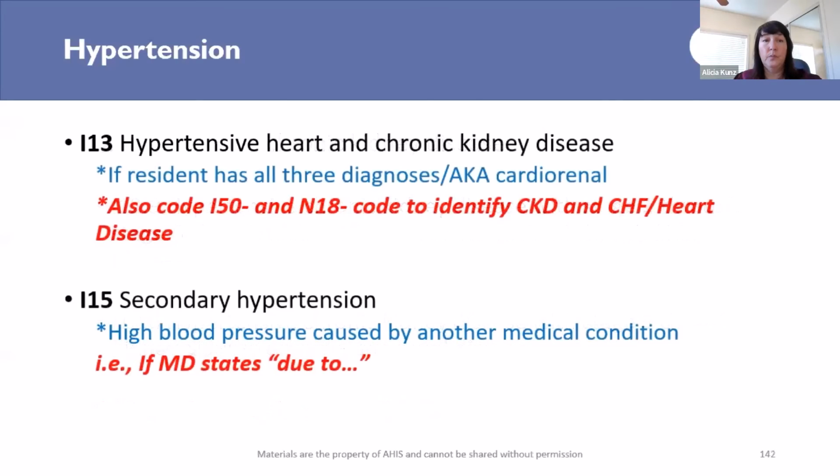Next. And then I13 is if they have all three: hypertension, heart disease or CHF, and chronic kidney disease. There's a few of those, but basically it's going to tell you to also code the type of CHF and the stage of CKD. And then I15 is if they have secondary hypertension. So they're going to document hypertension due to some other medical condition, and that's when you would use a code from category I15. Next.